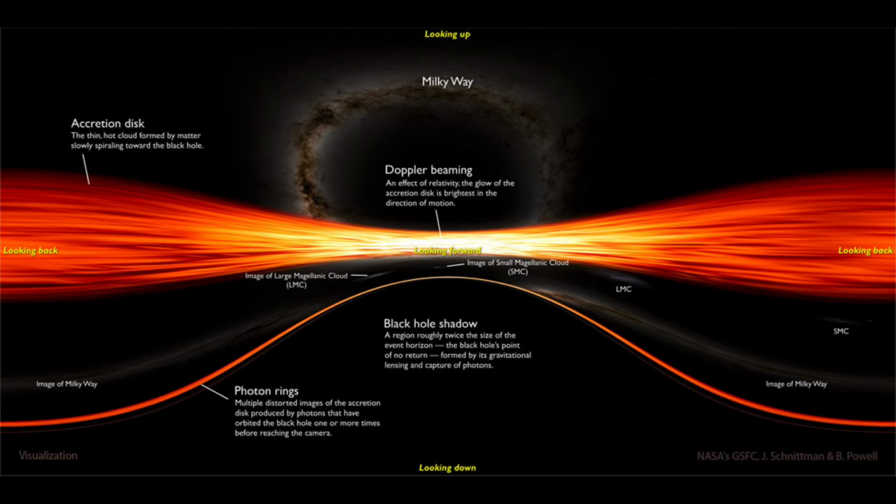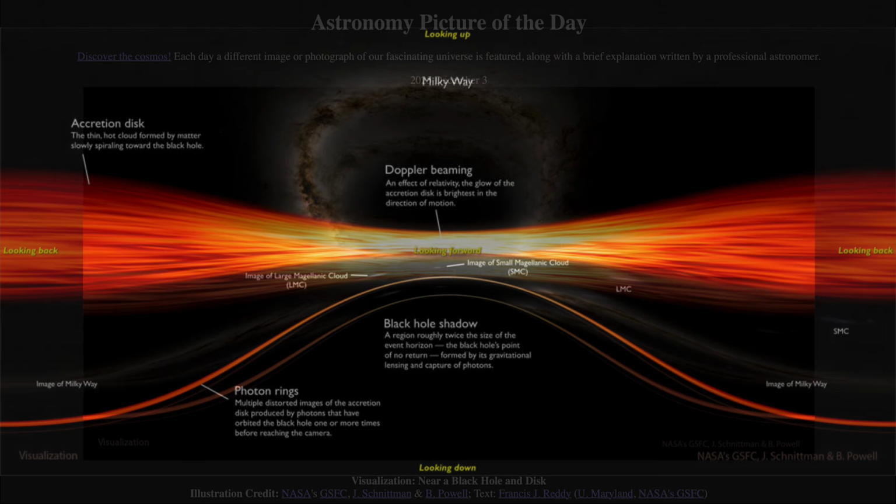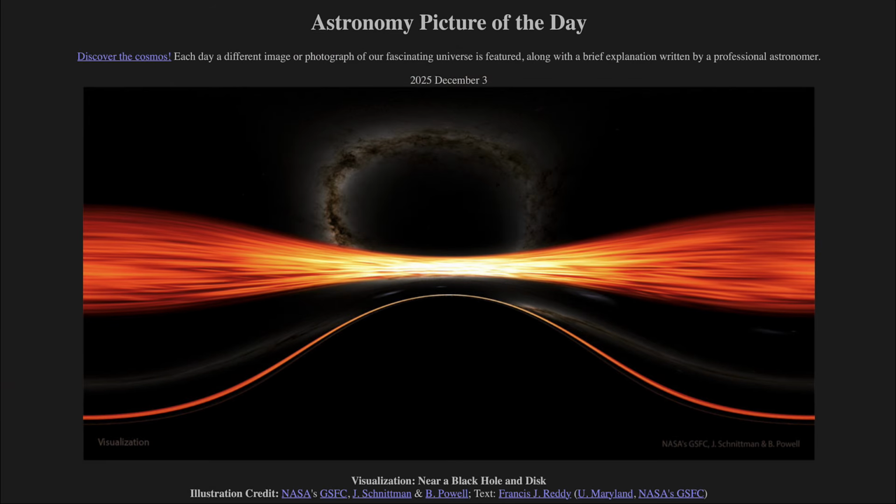So this is what you would see were you traveling toward the center of our galaxy at nearly 2/3 the speed of light. You would see all of these unusual distortions associated with that supermassive black hole at the center of our galaxy. So that was our picture of the day for December 3rd of 2025. It was titled Visualization Near a Black Hole and Disk.